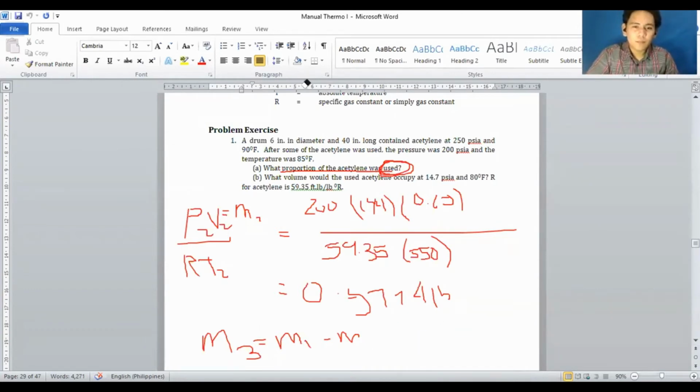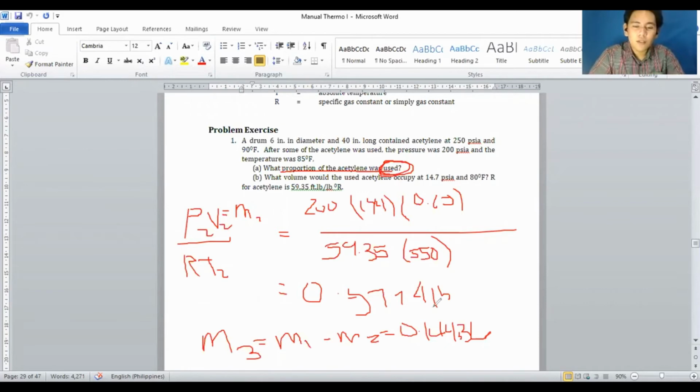So mass 2 equals 0.14436. So that's it, your mass 3. Now you have to store it also on your calculator for later use, because the next step is to solve for the acetylene used.